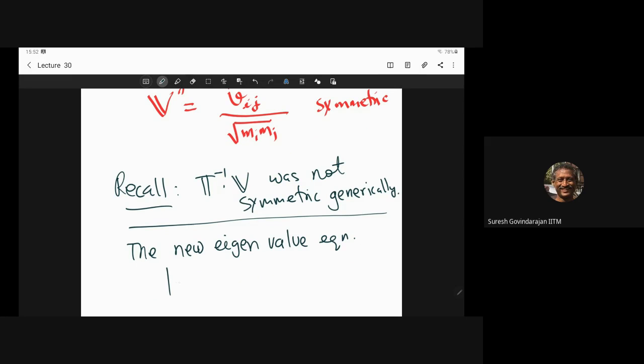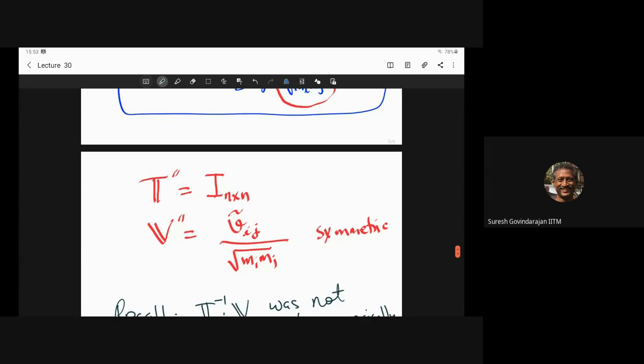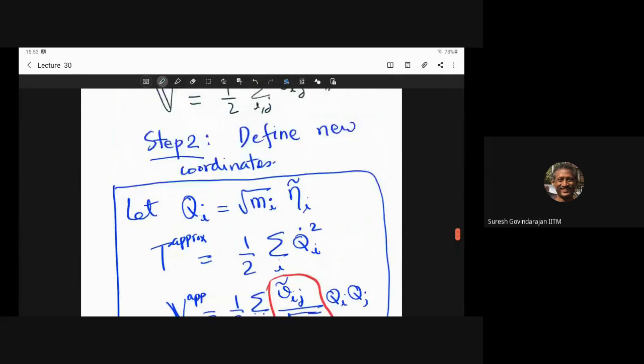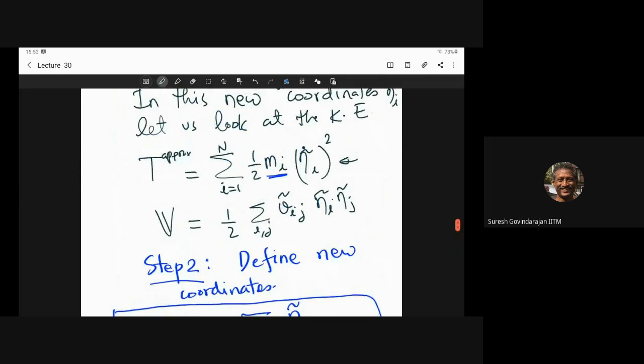It is nothing but omega square I minus... Excuse me, sir, could you please explain again how you wrote T as identity matrix? I did not get this point. So we have T approx. This is what we call T prime, right? Where we said we have diagonalized it, and call the diagonal.